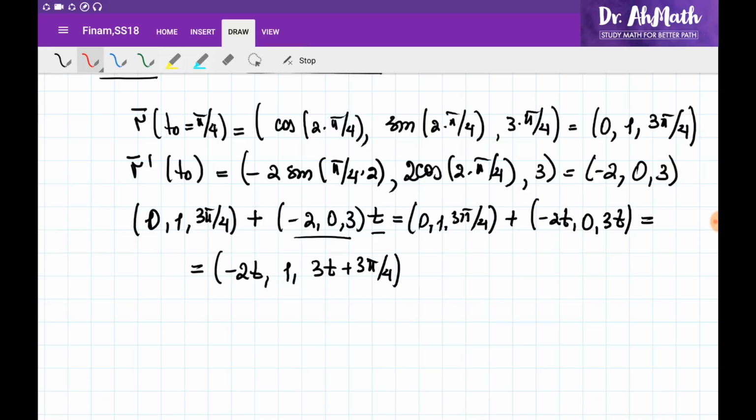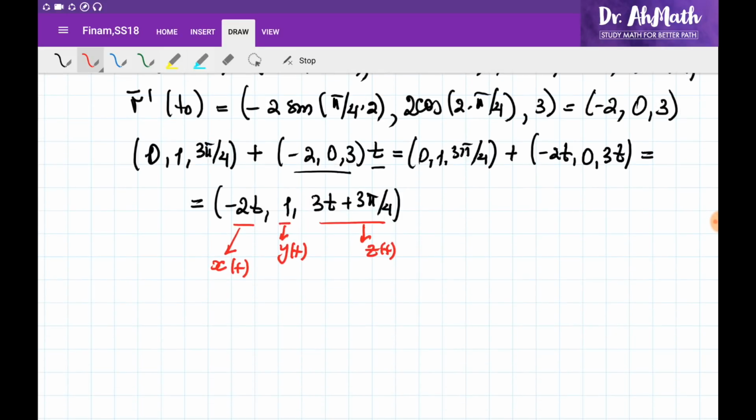So please note that whenever you put some t here, it's going to give you a point on the tangent line, and the point is going to have 3 components. This first, second, and the third one. The first component means the x component, the second one means the y component, and the third one means the z component.